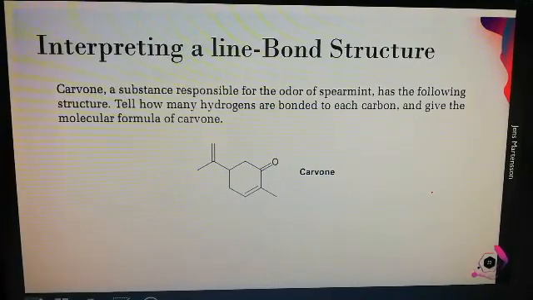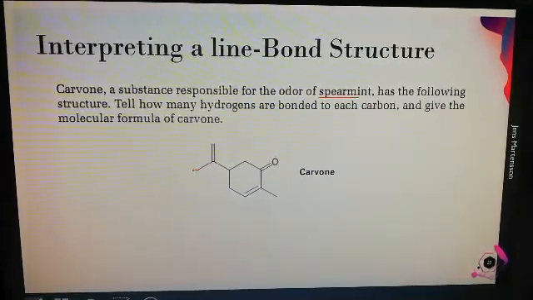we would now, so from the skeletal structure, we will try to interpret the line bond structure, or the skeletal bond structure. So for example, we have this carvone. So a carvone, a substance that is responsible for the odor of spearmint, has the following structure. So we would interpret how many hydrogens are bonded to each carbon, and give the molecular formula. Okay, so let's have this one first.